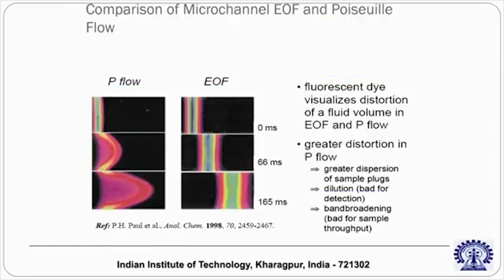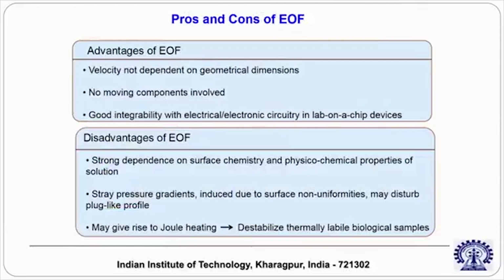So, this is the comparison between electroosmotic and pressure driven flow. So, you can see here that the pressure driven flow has a parabolic velocity profile and electroosmotic flow is almost a uniform velocity profile, provided the zeta potential is constant, and therefore, it has several advantages.